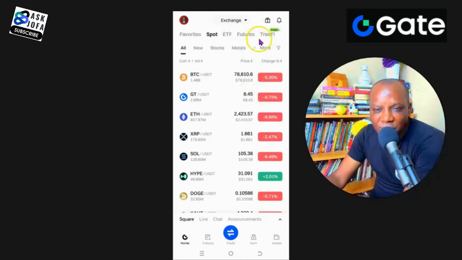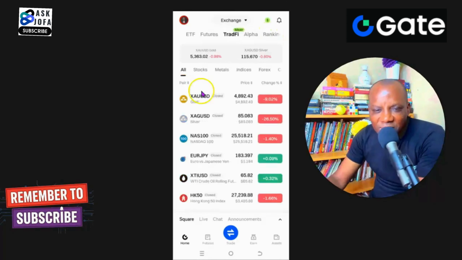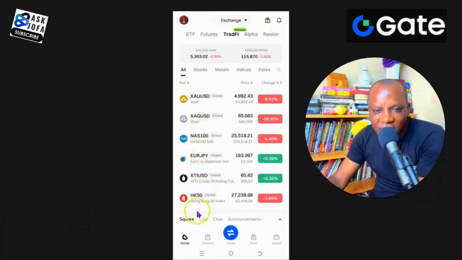As soon as you sign up, if you tap home, you are going to see TradFi, that is Gate TradFi. All you need to do is to tap it. You tap it, you can see all the assets that you can trade.